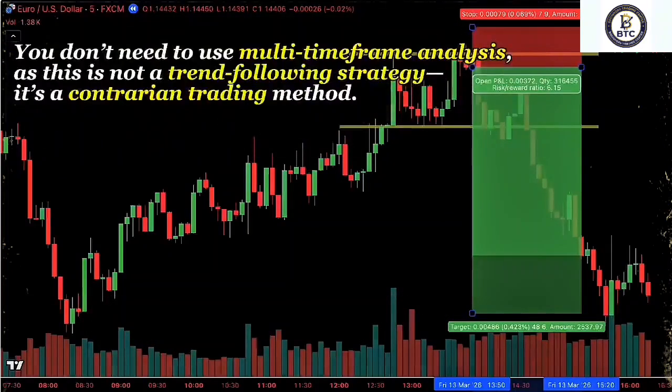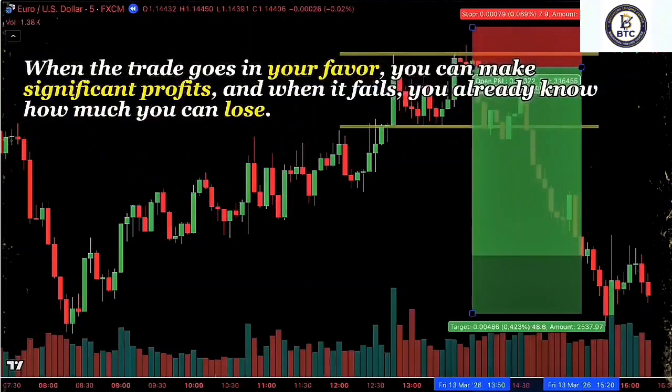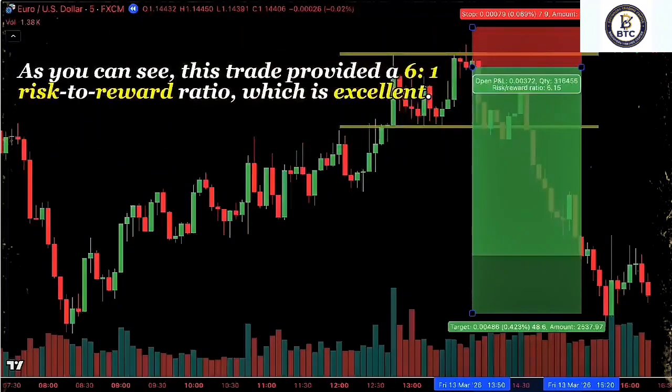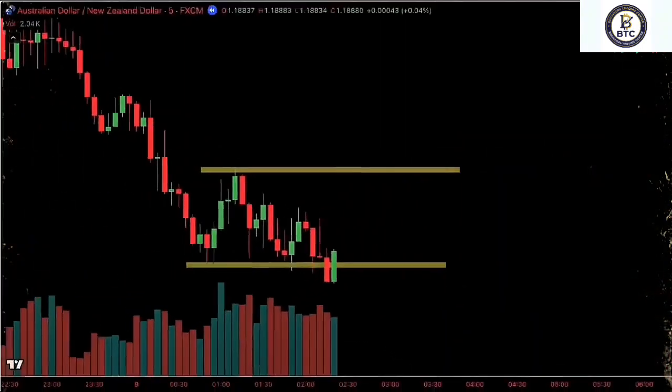You don't need to use multi-time frame analysis, as this is not a trend-following strategy, it's a contrarian trading method. When the trade goes in your favor, you can make significant profits, and when it fails, you already know how much you can lose. As you can see, this trade provided a 6-to-1 risk-to-reward ratio, which is excellent. Now look at another chart example.